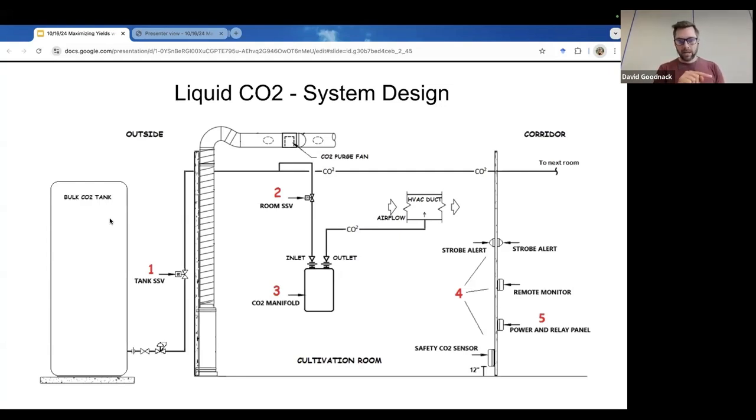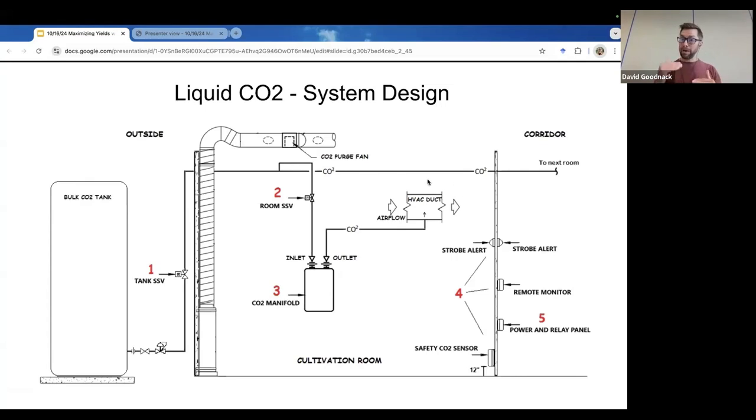The main line is going to go through the facility, typically down the hallway with lines that drop down into each room. So this is an example of one room here. It drops down. It has a CO2 enrichment manifold, which is key to being able to precisely control and dose CO2 into the space. The line from the outlet to the HVAC duct is one way that we can distribute CO2 within the space.